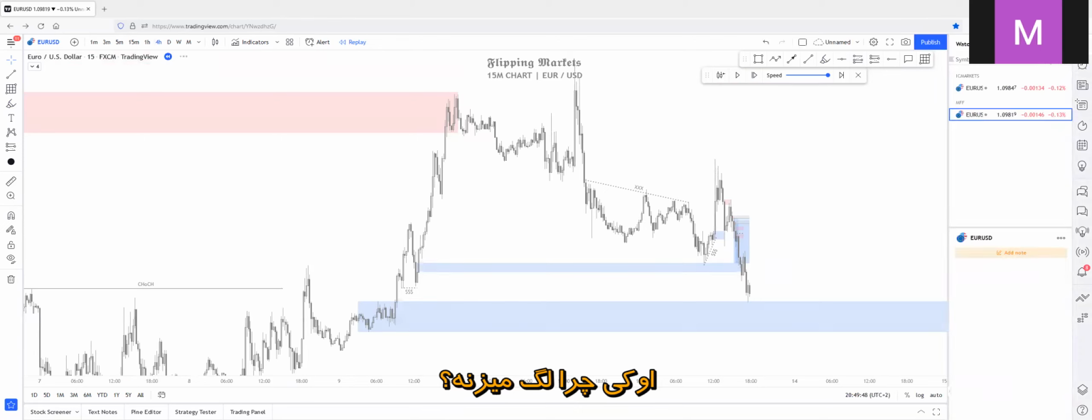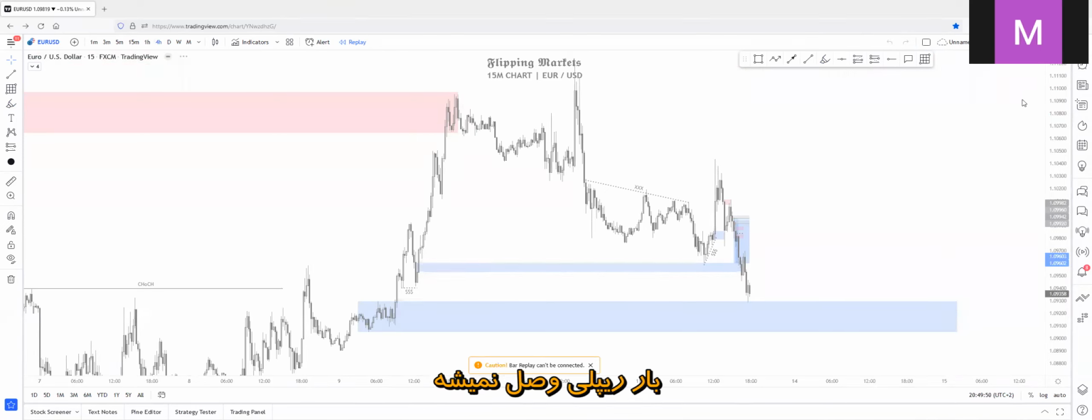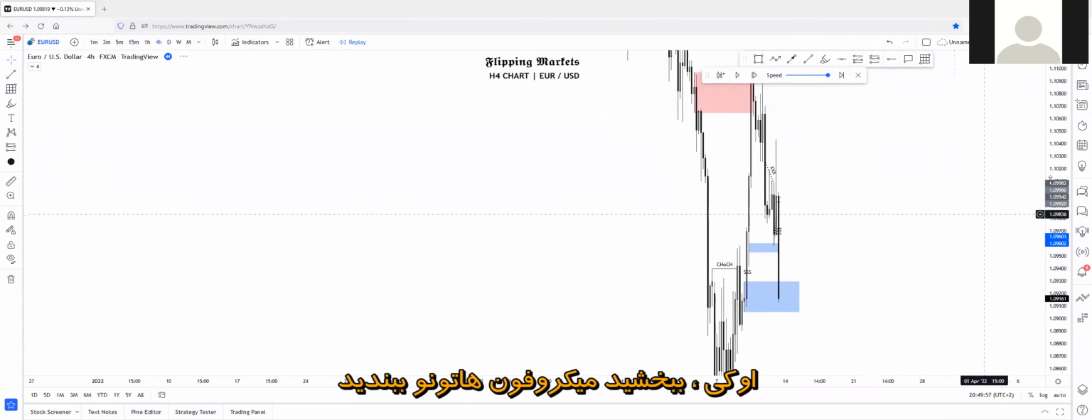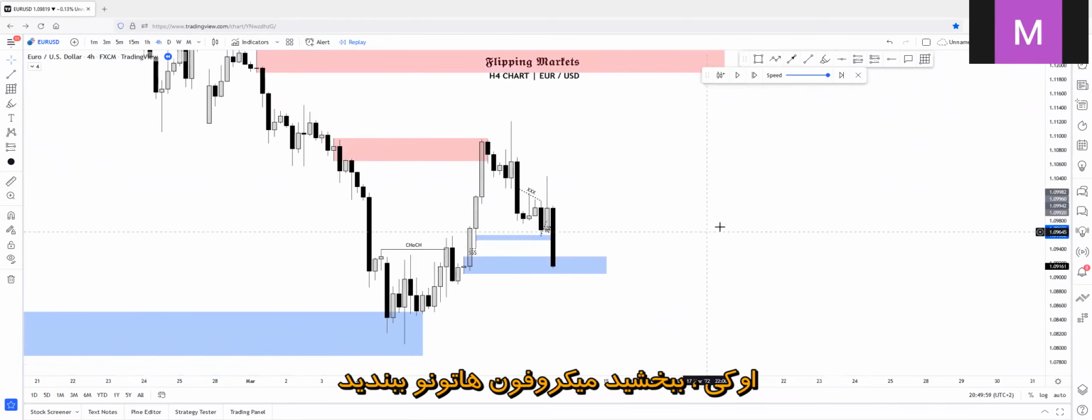Okay, why is it lagging? Bar replay cannot be connected. That's strange. Okay. So knowing the fact, sorry, just mute yourself.